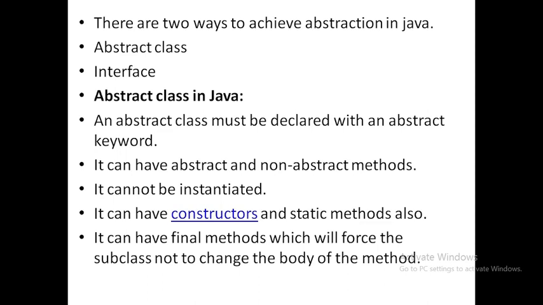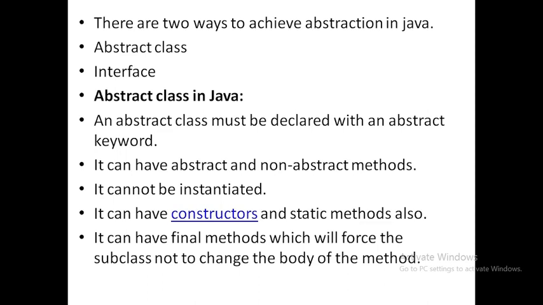Coming to the first one, abstract class. An abstract class must be declared with the abstract keyword. Whenever we use the keyword abstract in our Java program, that is an abstract class. It can have abstract and non-abstract methods.